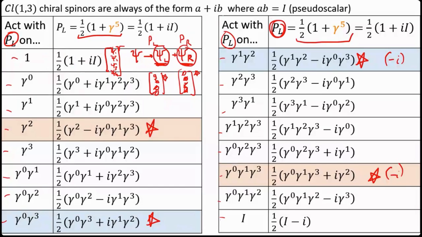Yeah, I'm not great at physics. I still don't even really know what chirality is.